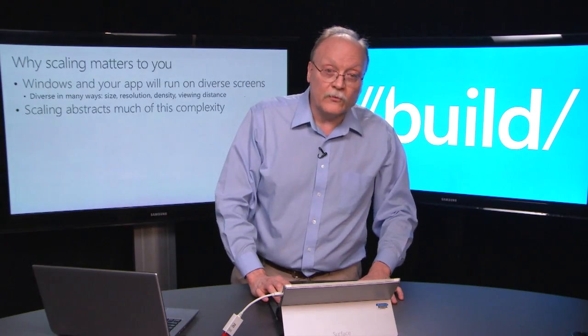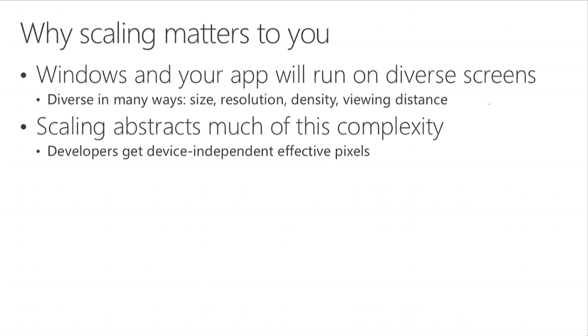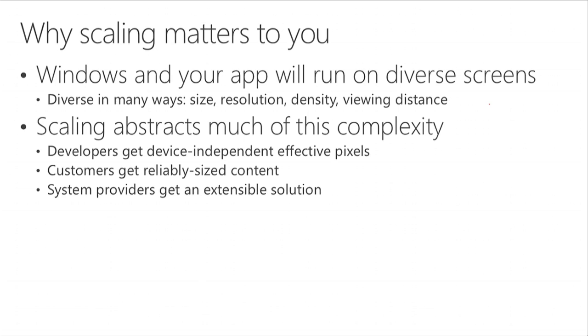So, we provided DPI scaling, or density scaling, or display scaling, and it abstracts much of this complexity. For example, one thing that you'll get out of it is something that we call device-independent or effective pixels. And these are common across all the different devices. That means that if you develop to those, huge promise, your customers will get content that looks reasonably the same on all devices. And there's even a benefit here for the hardware developers in that there's an extensible scaling solution that will support them as they build bigger or more dense displays in the future.